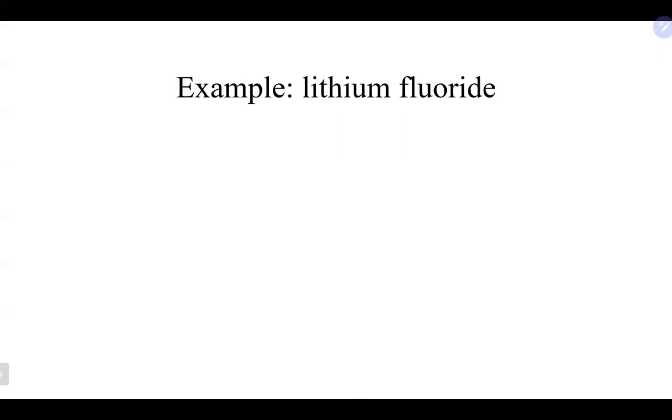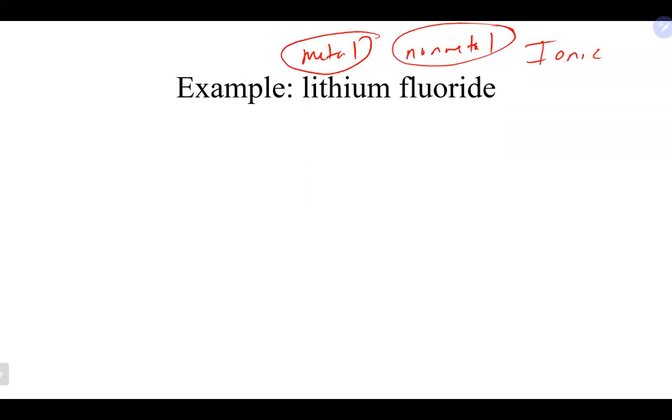So let's take a look at an example of ionic bonding and how we could use Lewis dot symbols to help us sort of understand what is going on. If we look at lithium fluoride here, lithium is a metal, and fluoride, which is fluorine, is a nonmetal. And by the way, once you see that combination there, it is automatically going to be ionic. So always metal, non-metal, going to be an ionic compound or an ionic bond.